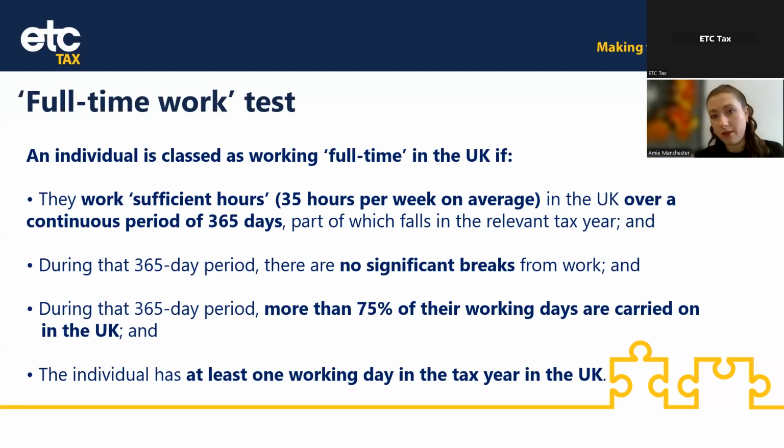So that 365-day period doesn't have to span the tax year. Actually, what HMRC are saying is only one of those work days will need to fall within the tax year. So you can have a look at different 365-day periods to see whether, for example, say the individual had 30% of their time working overseas in one of the 365-day periods, but in another of the 365-day periods, they only had 25% or 20%, which means that they might meet this test. You can have a look at the 365-day period over different periods in the tax year.